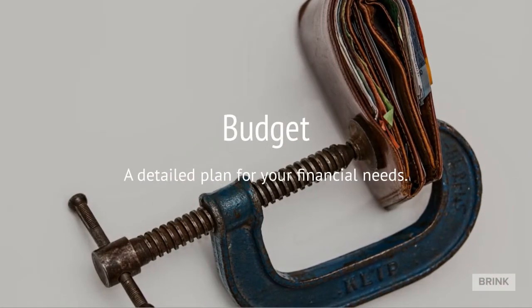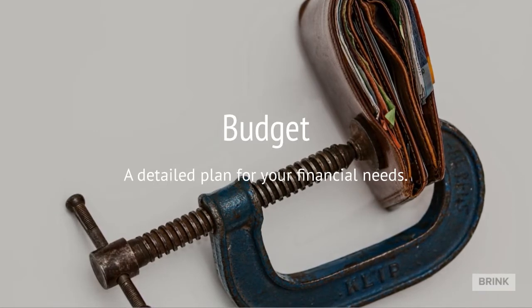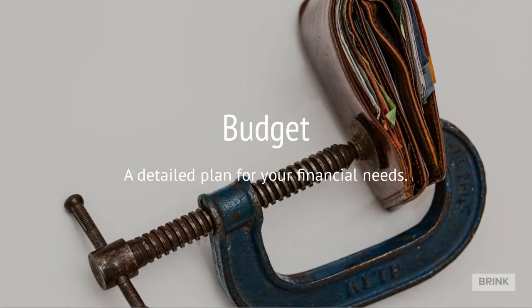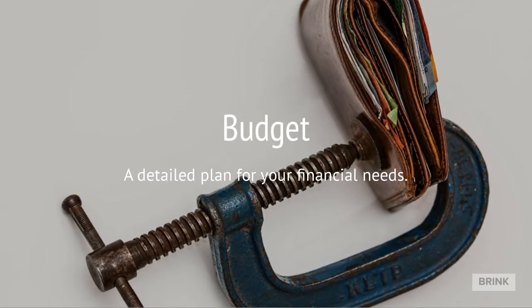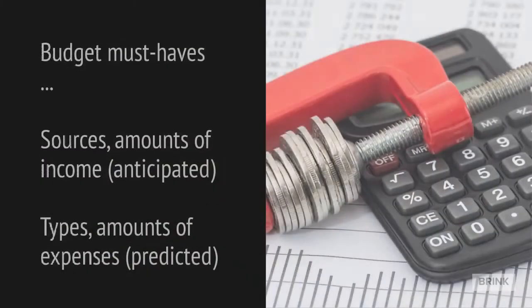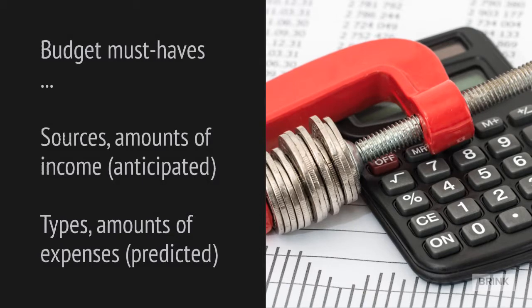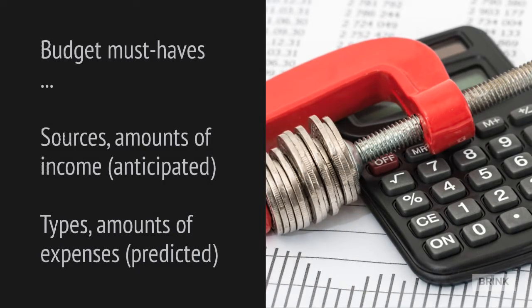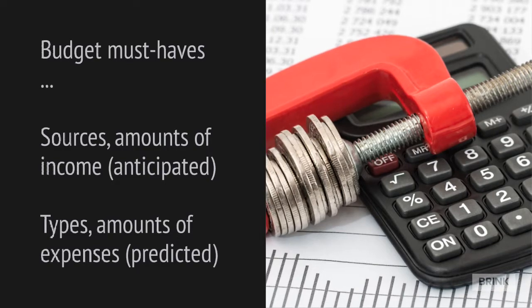A budget is simply a plan for your financial needs. An individual uses a budget to monitor their personal income. A business uses their budget to monitor their income, called revenue. No matter what the label is on every budget, you'll have sources of income and amounts of expenses. Your income can be anticipated over periods of time. Your expenses are predicted based on past history.